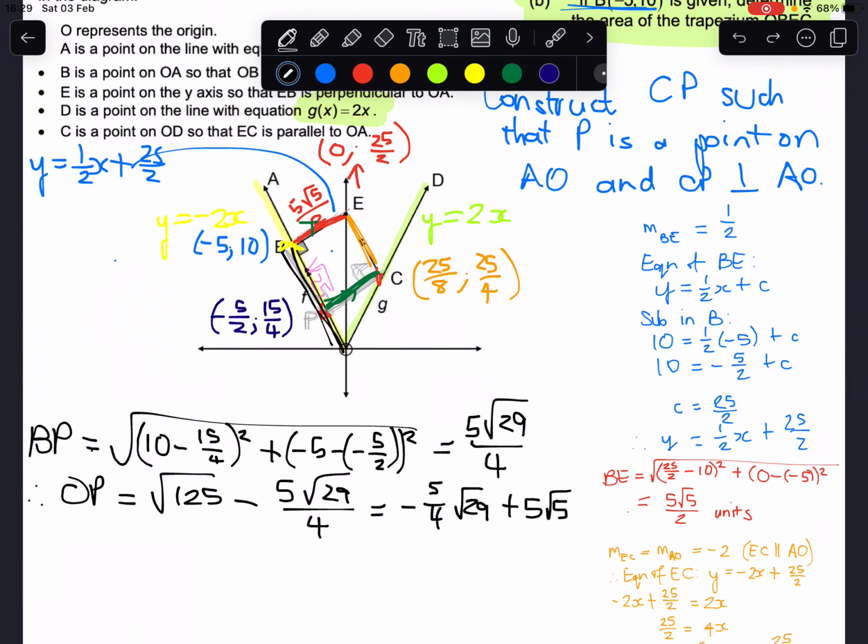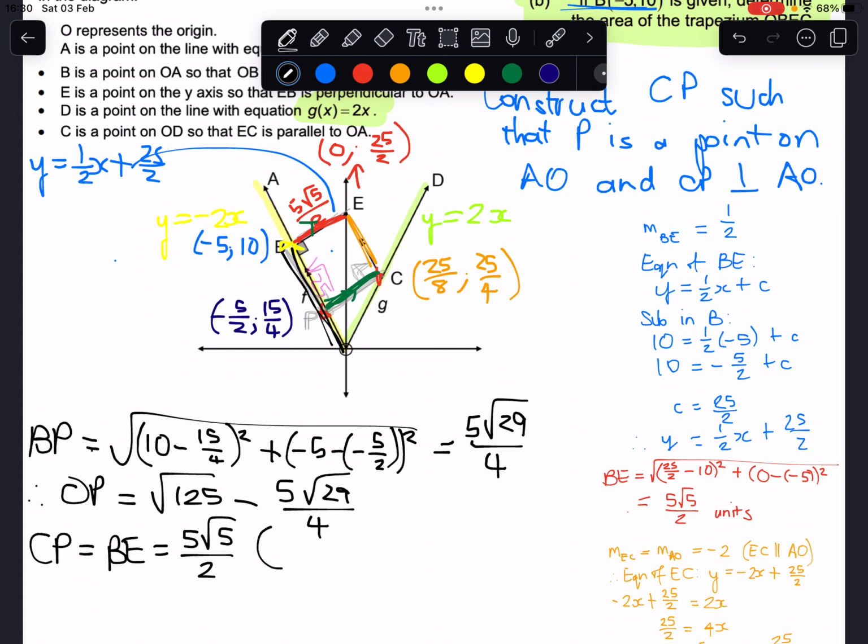So I'm just going to keep it like that. Right. Okay. And then what we said is, okay, we need to figure out the length of CP. So CP is equal to BE is equal to 5 root 5 over 2 because opposite sides of rectangle are equal, right? Okay, and of course always nice to name which shape you're referring to, so it would be nice to say opposite sides of rectangle EBPC are equal.